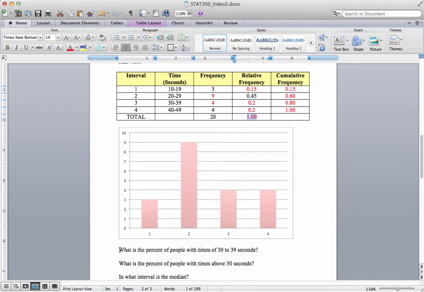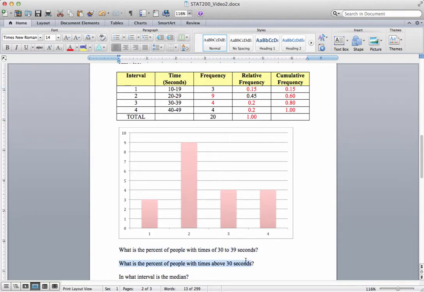The first one is, what is the percent of people with times 30 to 39 seconds? Well, if I go to this interval 30 to 39 seconds, there are a total number of samples of 4, but the relative frequency shows us the percent. So 0.2 is the same as 0.20, or 20%. So 20% of the people have times of 30 to 39 seconds.